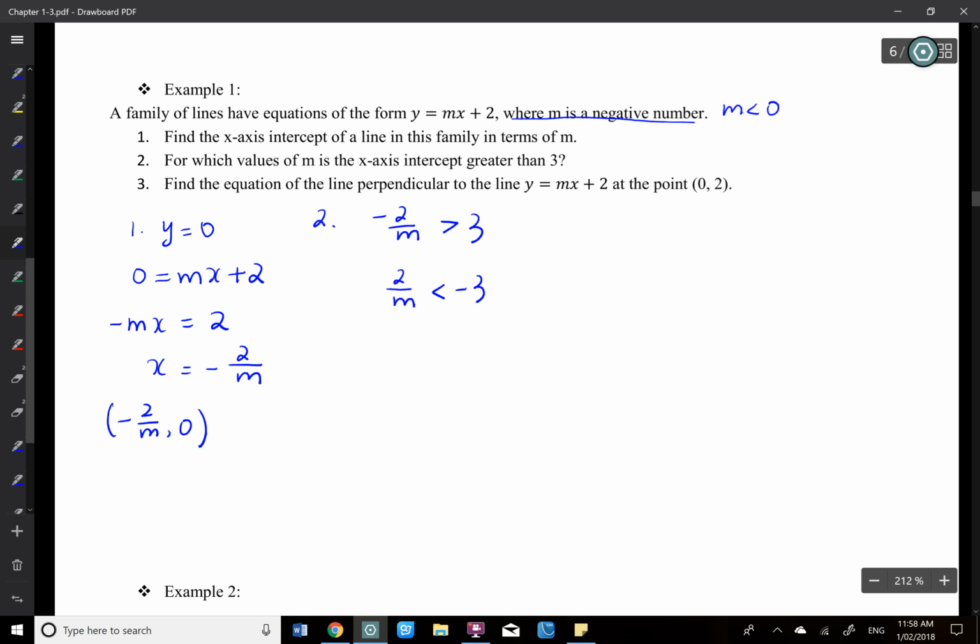Next, if you have a denominator, I must get rid of the denominator. I will times m on both sides. So that's 2, that's minus 3m. What will be the inequality sign now? Greater or smaller? Who thinks it is smaller? Anyone think it's larger?